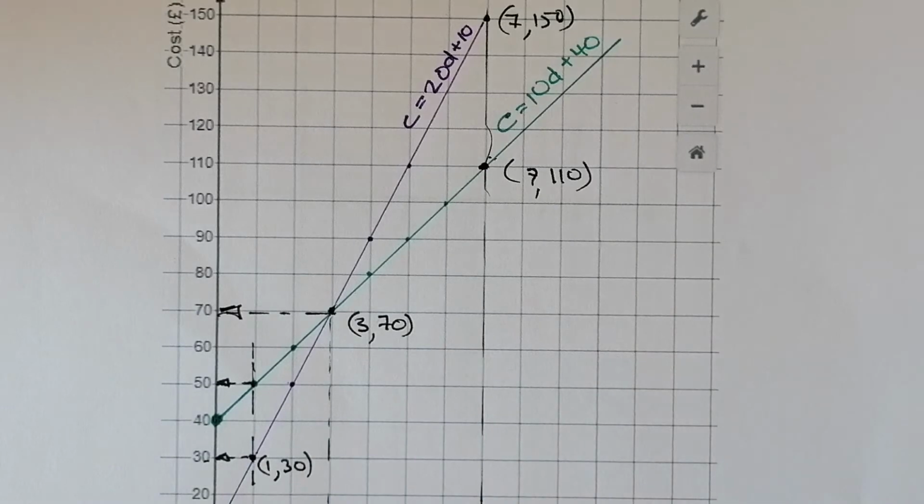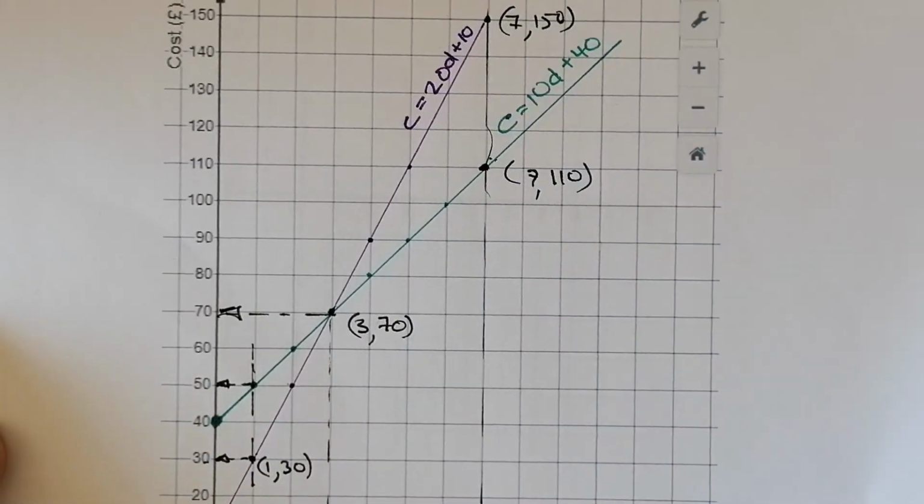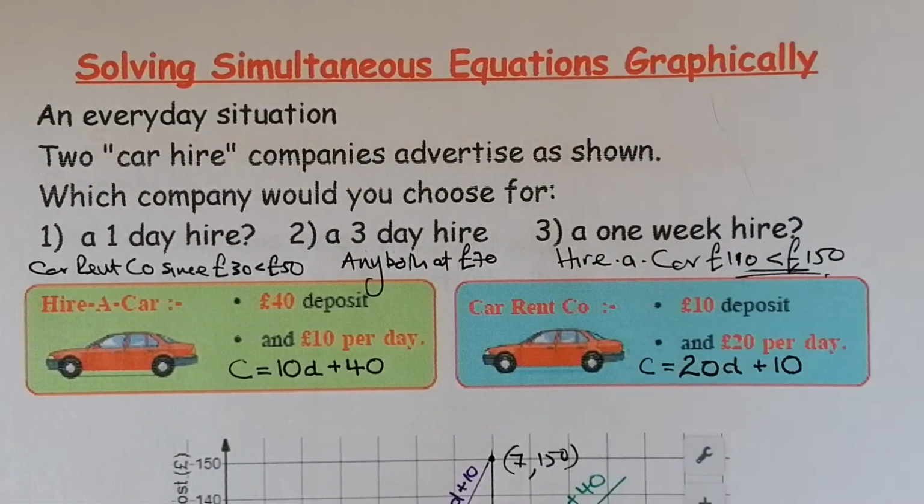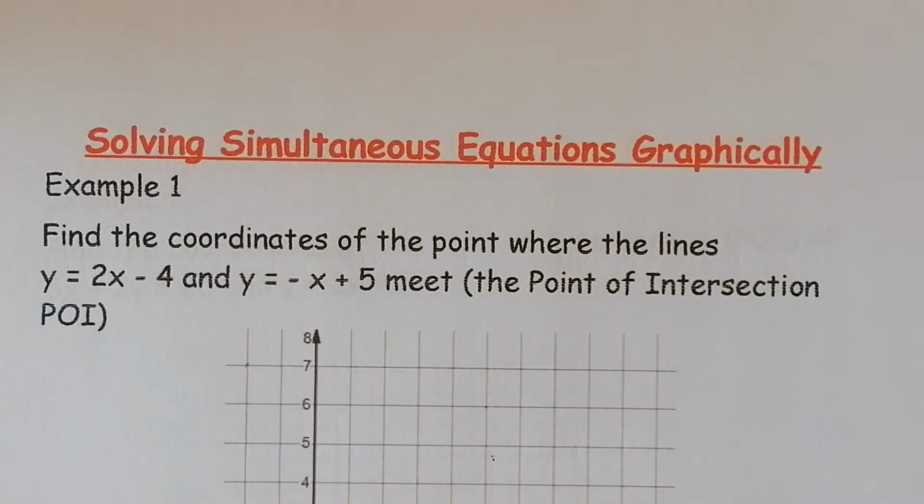But this one here is time in days, so I called that a d, and up at the top was c. So it'd be 3 for d, and for c, the cost, would be 70. So that's what we're going to be trying to work out with simultaneous equation solving. So let's look at a simpler version of what we're looking at now.